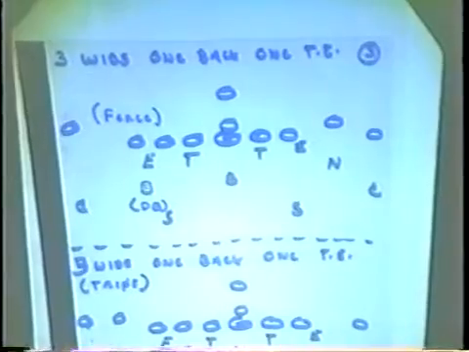Now, the other group that we get, and we get this a lot on first down, and this is what Detroit ran a lot with Barry Sanders in there, knowing what they had.